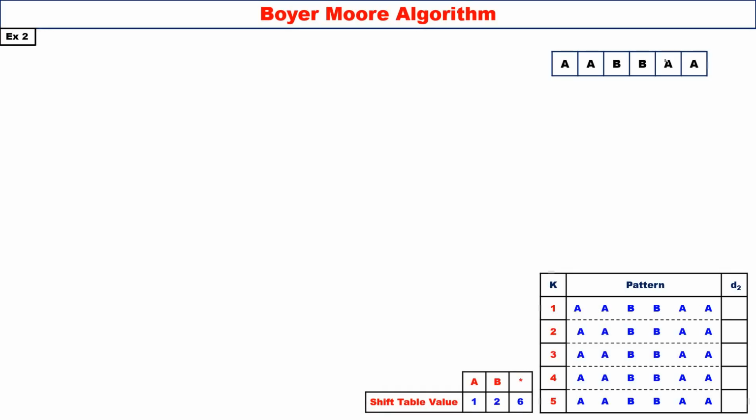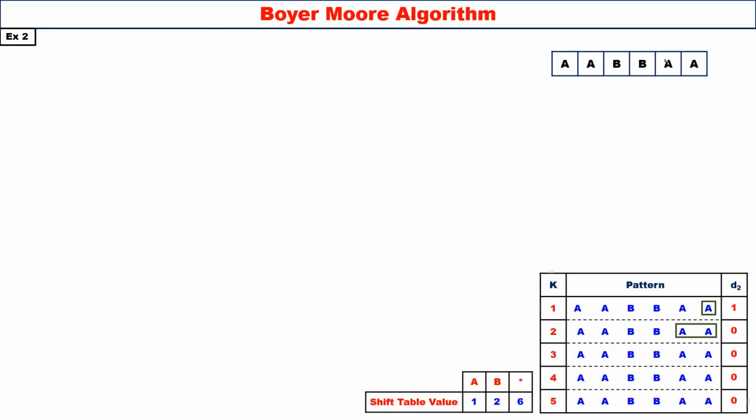D2 table, step number 1, initialize to 0. A is found immediately. Find out the preceding characters, they are different. Therefore, 1, 1. AA, it is not found in the middle. BAA not found in the middle. This also not found. This also. Step 1 is over.